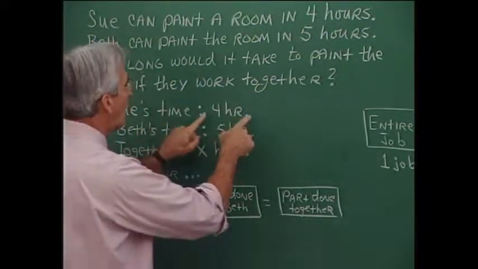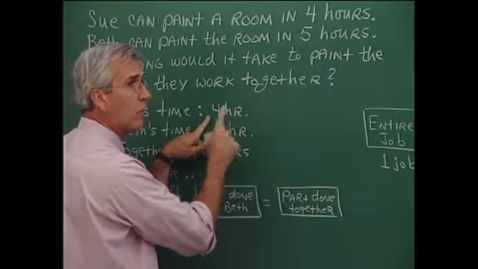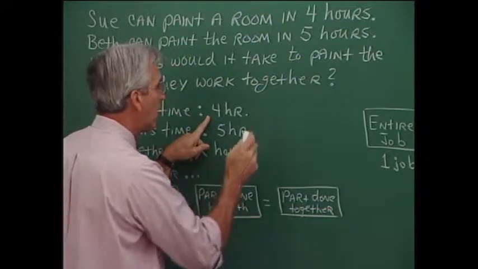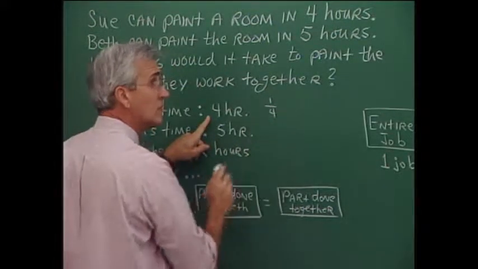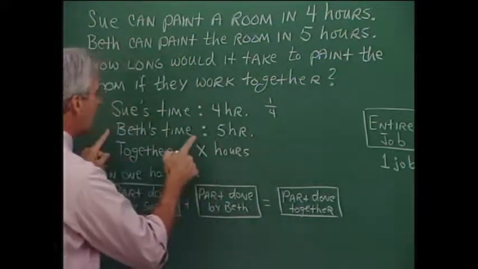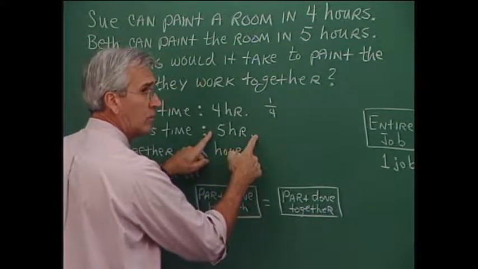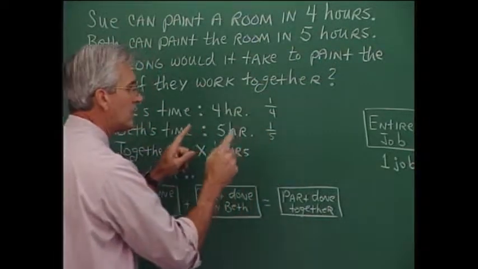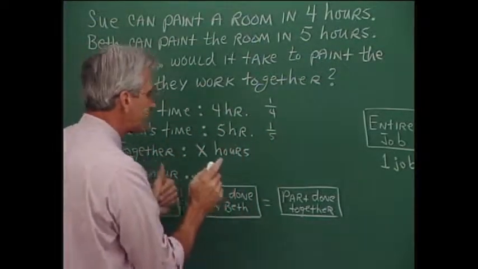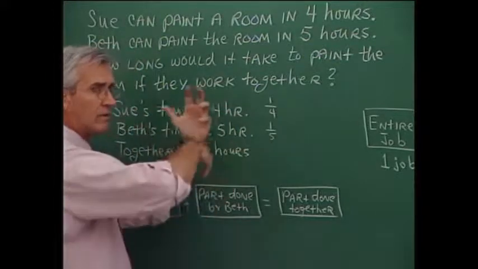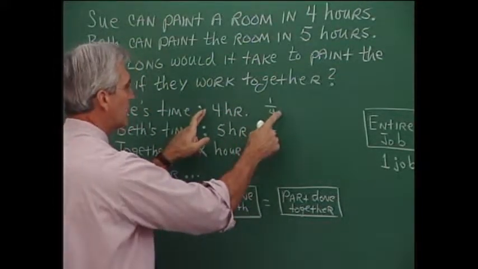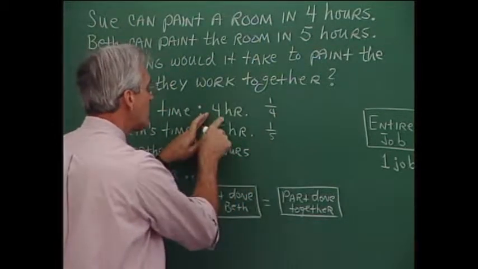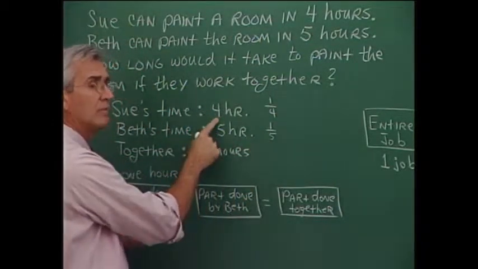If Sue requires 4 hours to paint the whole room, then what fraction of the room can she paint in 1 hour? Well, in 1 hour, she's painting 1/4 of the room, you see. And for Beth, if Beth takes 5 hours to paint the whole room, then in 1 hour, she's painting 1/5 of the room. So it truly is the idea that the fraction or the part of the job that each of these people is accomplishing in 1 hour, in 1 unit of time, is the reciprocal of that total time.